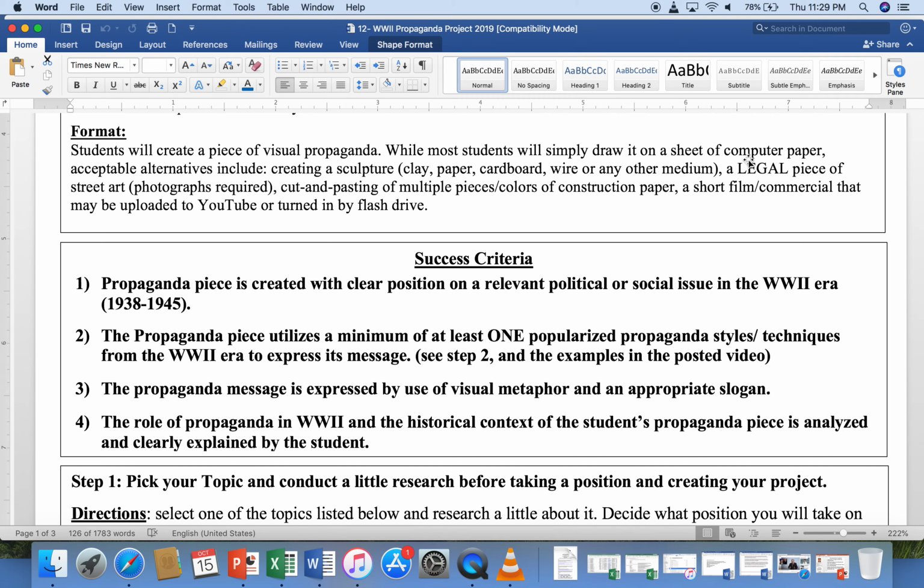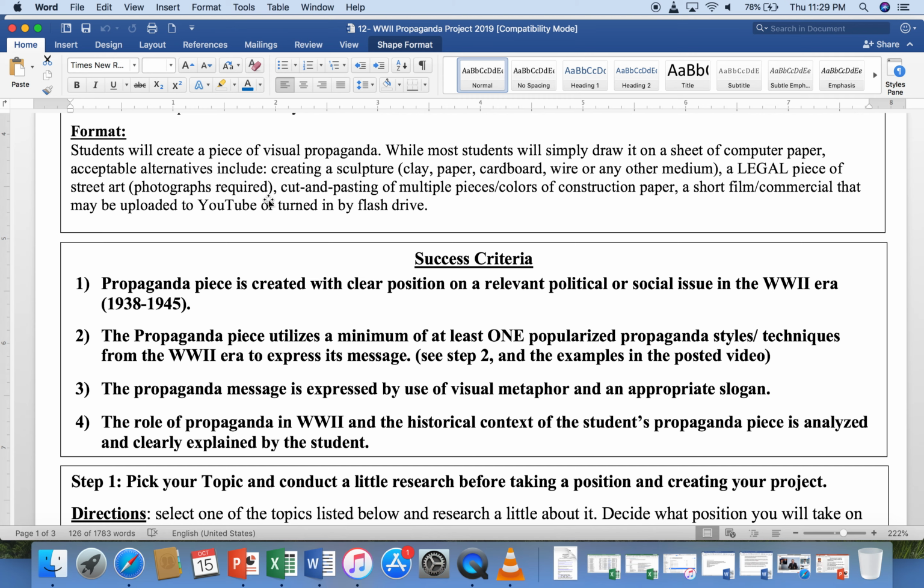Okay? It could be a legal, and I emphasize the word legal here in all caps, piece of street art. And so what I mean by that is maybe you go out and you create a piece of chalk art in somebody's driveway, your driveway, or a public park. And you take a picture of it and you turn in the picture. So you don't just have to be limited to this idea of a piece of paper and some coloring pencils. You could do this totally as like a public street piece of art, which would be super awesome. Please don't go tagging buildings with spray paint and saying my teacher said I could do this, because that's not what I'm saying.